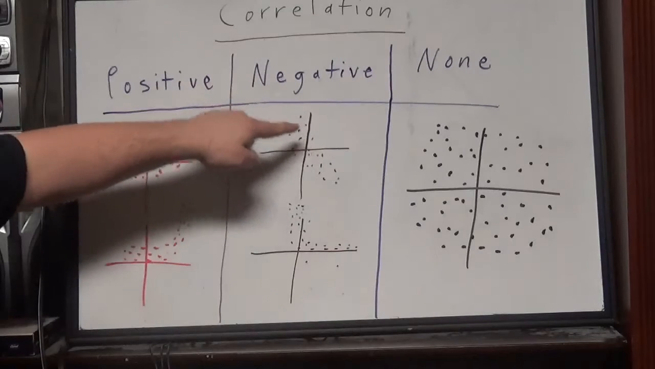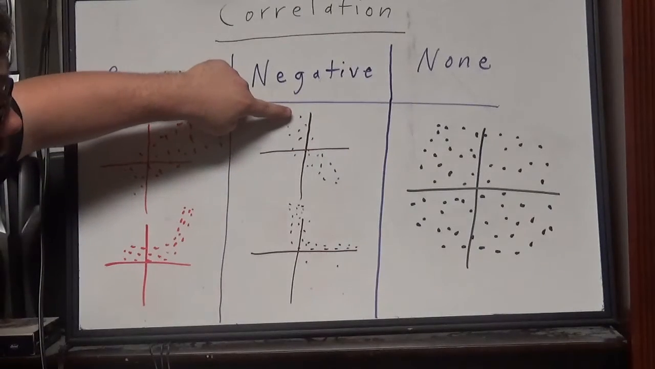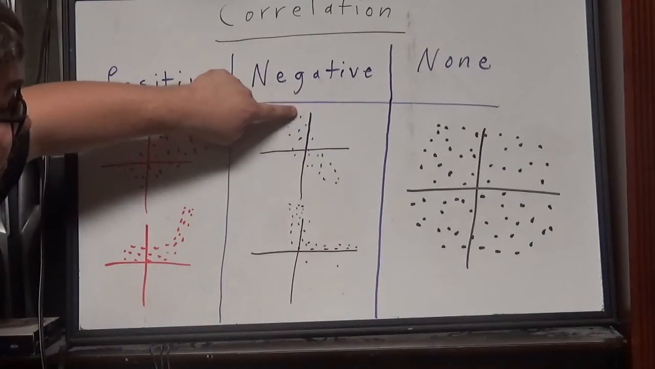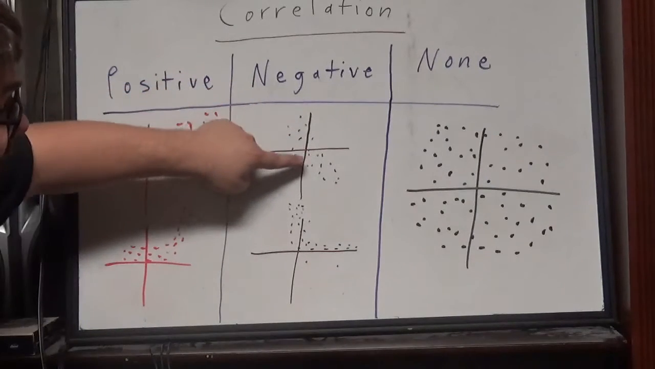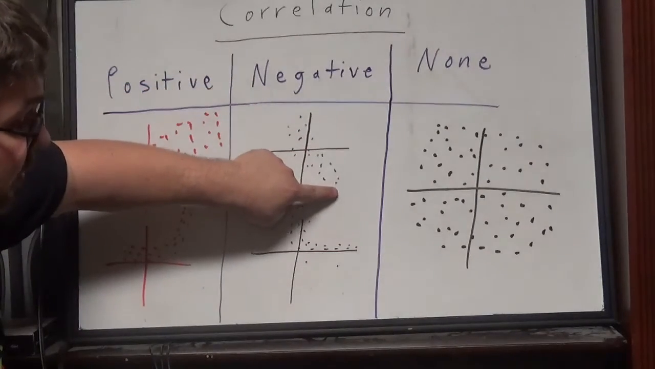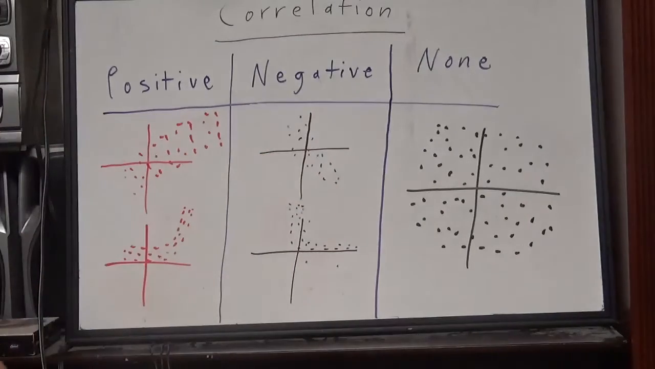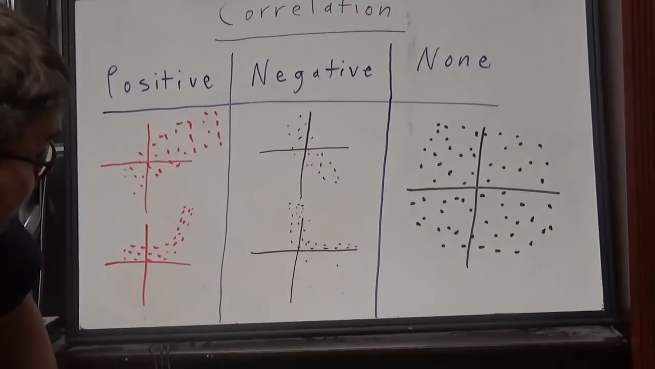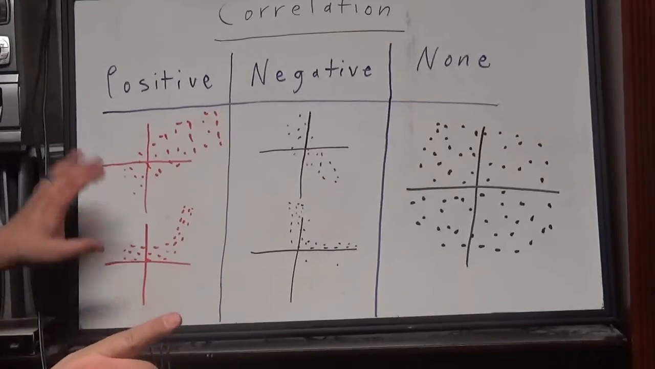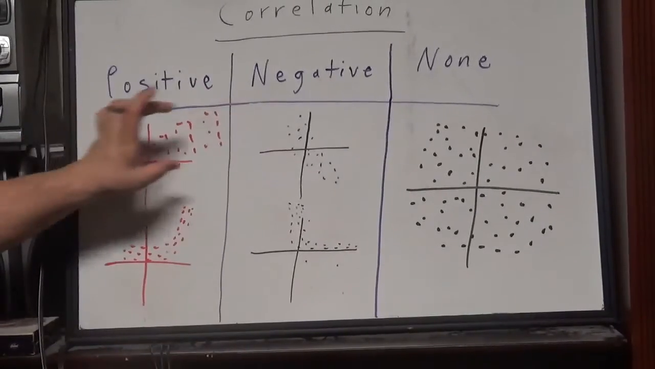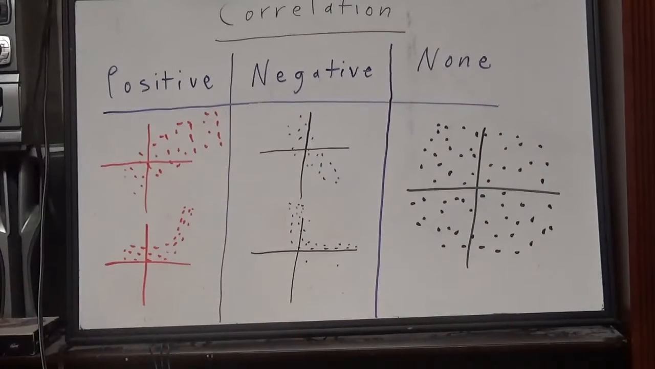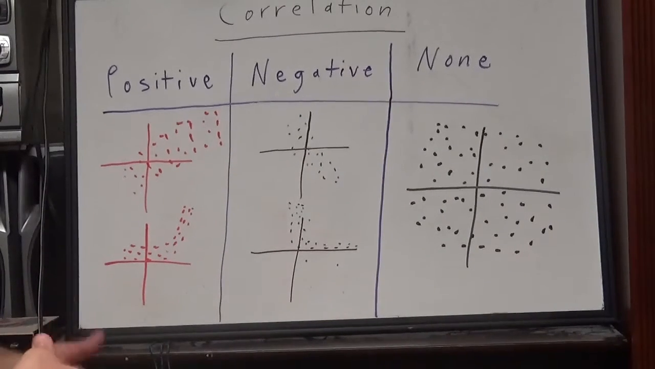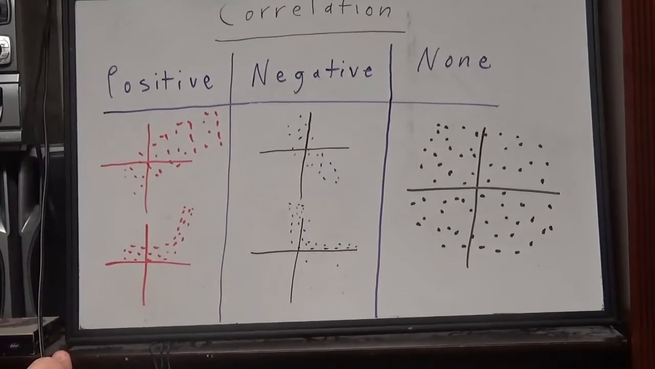With the negative, the opposite is true. On the left side, we're up here. As we go to the right, it's going down. The y's are getting smaller. Those are the two that are related to linear equations. Now, below that, we have ones that are clusters of data that are related to exponential equations.